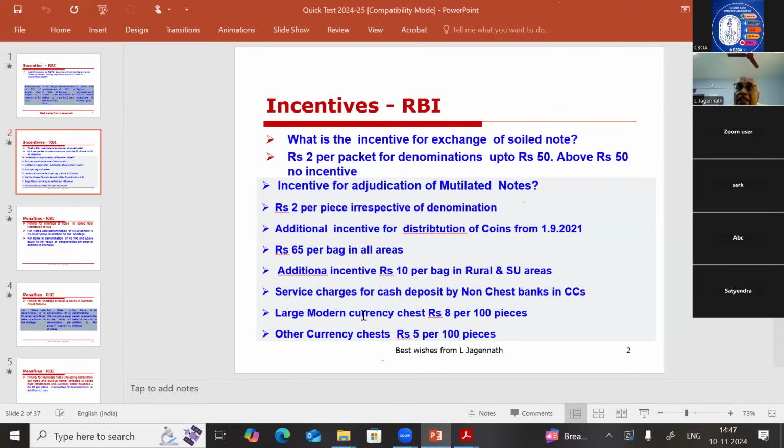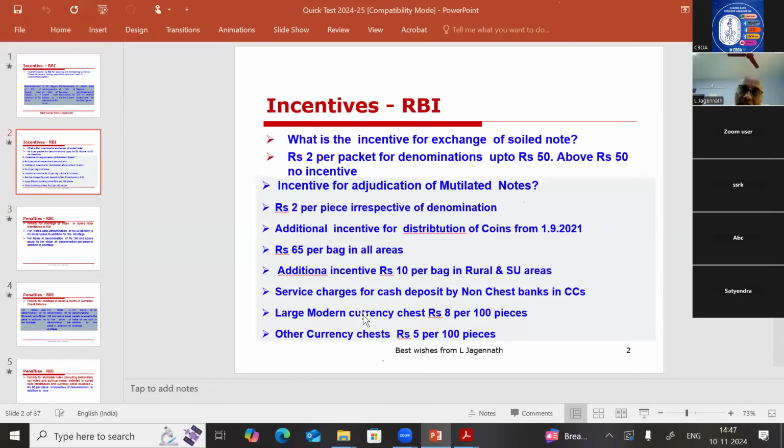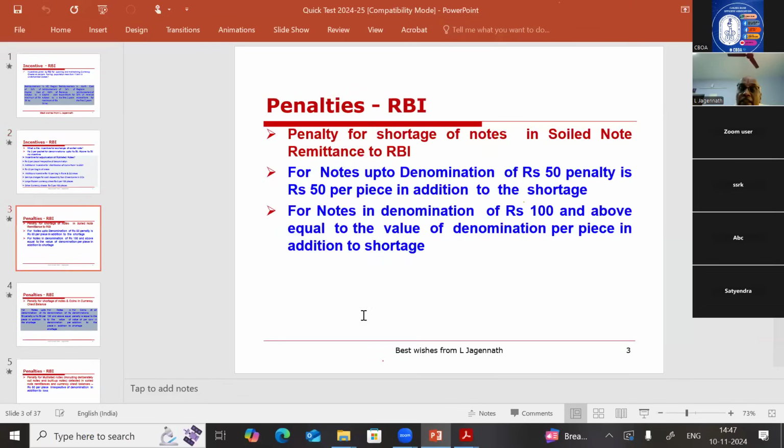Okay, these are all the incentives banks will get from the Reserve Bank of India for currency management. Now, what are the penalties RBI will impose on banks for not adhering to the systems and procedures RBI has laid down with regard to currency management? Penalty for shortage of notes in soiled note remittance to RBI. Let us assume you know what a soiled note is.